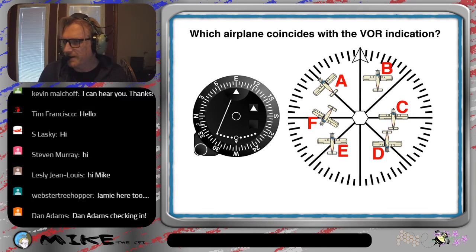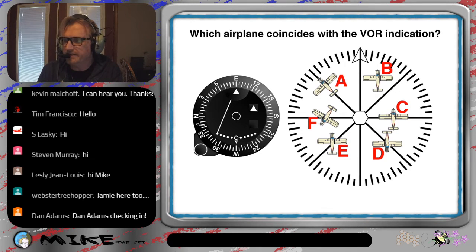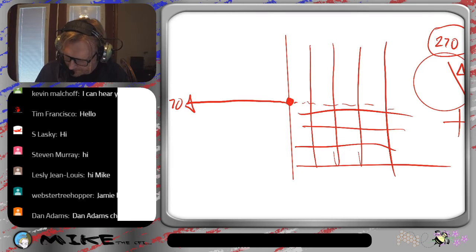So, which airplane coincides with the VOR indication? So this one we have east. We're going to the station, and we have a left needle deviation. So I'm sure you're all feverishly working with your scratch paper right now. So you're going east to the station, left needle deviation. So let's look and see how that's going to go.